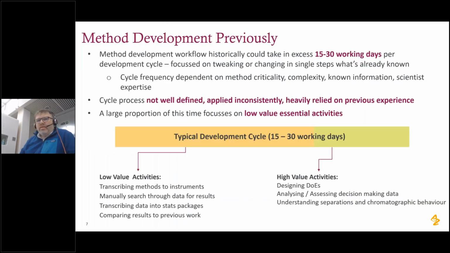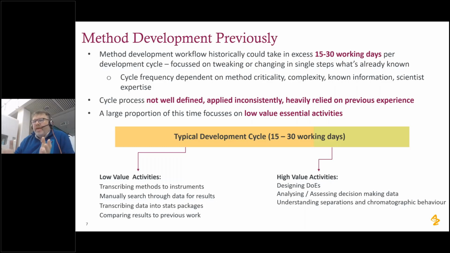So what we did historically when we were talking about method development, we had a method development workflow that could take anything up to 30 working days. So if you think about that, that's actually about 6 weeks of a scientist's time to work through a development cycle. And this often relied on the scientists themselves focusing on or tweaking something that they'd already been given. And a lot of it relied on extensive historical experience from the user or the scientist that was doing the work or that planned to do the work.